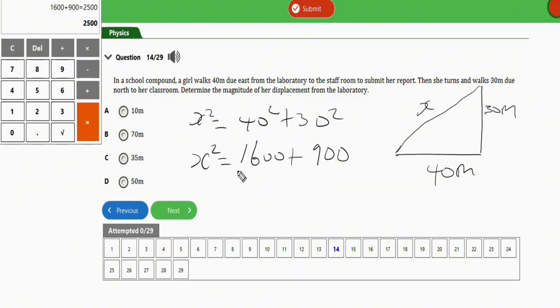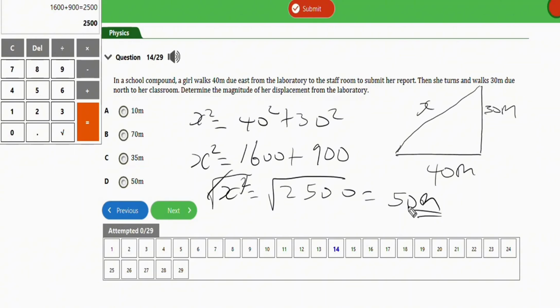Alright, so let's write this down. You have x squared equals 2500. You square root both sides. So the square root of 2500 will give you 50. So it will be 50 meters. That will be the magnitude of our displacement from the laboratory. So the correct option to this question is what? Option D, 50 meters. That's it for this question. Let's wipe this now and solve the next repeated question.